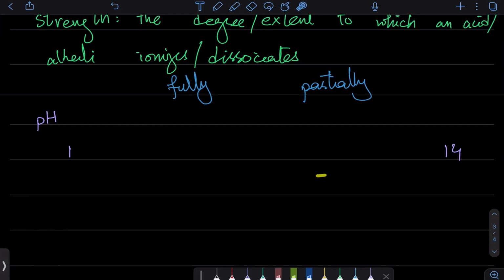So if you come to this side, that means it's giving more H positive, less OH minus. If you go to this side, it shows you're getting more OH minus and less H positive. So where will both be equal? 7. 7, right in the middle. So smack in the middle, you have 7, and that is telling me you have equal amount of H positive coming out and OH minus coming out.